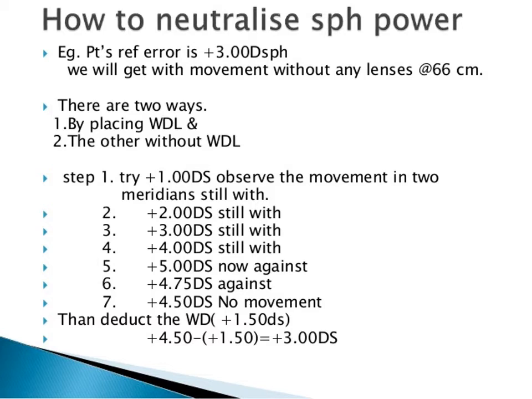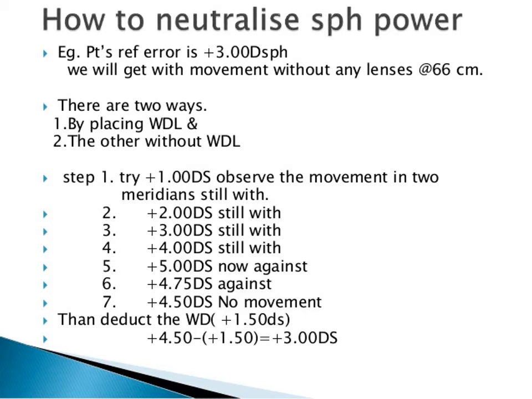When you gradually increase the power of the plus lens, at some point there will be no movement. Suppose in this case the movement is completely gone at plus 4.5 diopter spherical lens. There is no movement at this power. So now we have to deduct the working distance lens power from this final power. The final power which we got is plus 4.5 diopter lens, and the working distance was 66.